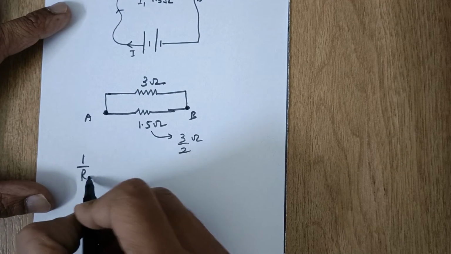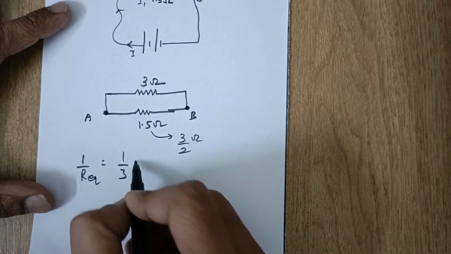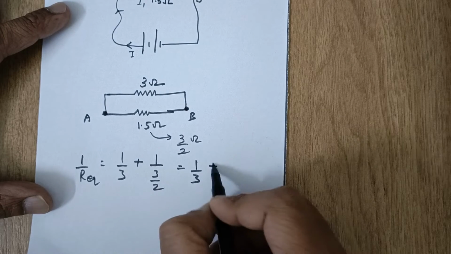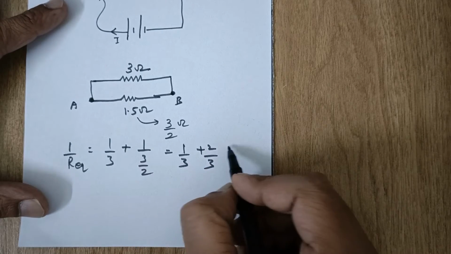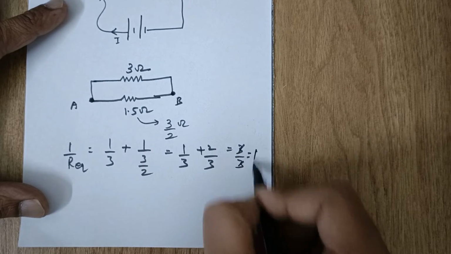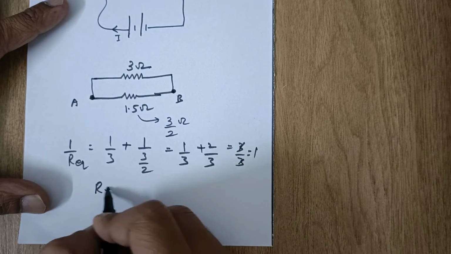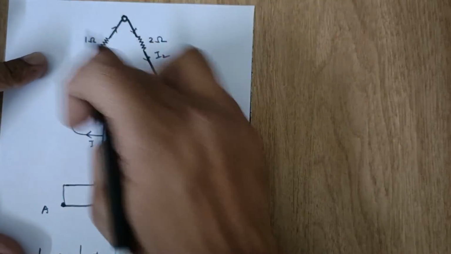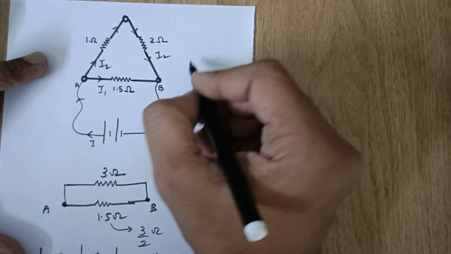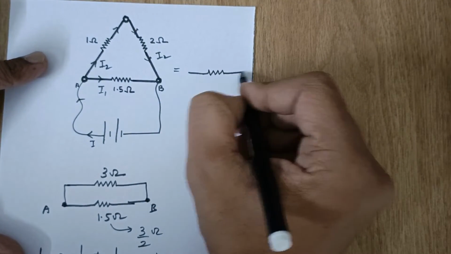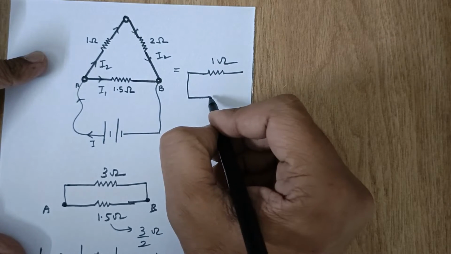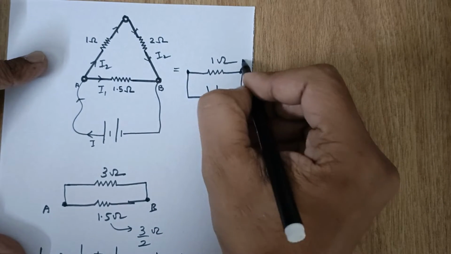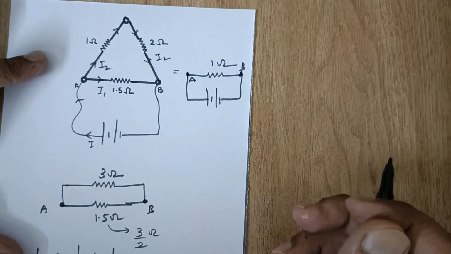So 1 upon R equivalent is equal to 1 upon 3 plus 1 upon 3 upon 2. So that is 1 upon 3 plus 2 upon 3. So this is basically 3 upon 3, that is 1, and reciprocating it we get equivalent resistance as 1 ohm. So the entire combination acts as a single resistance of 1 ohm like this, with a battery; you can call these 2 points B and A.